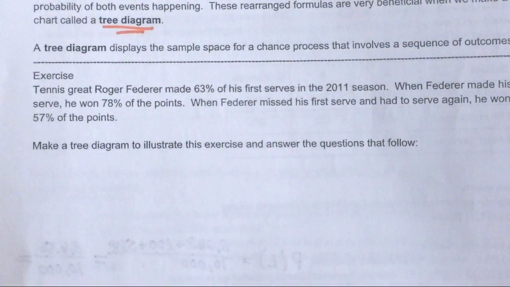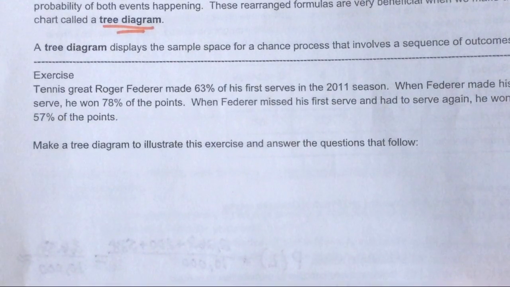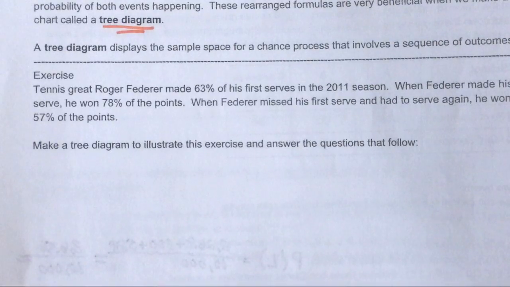Read the exercise, can you, please? Roger Federer made 63% of his first serves in the 2011 season. When Federer made his first serve, he won 78% of the points. When Federer missed his first serve, he had to serve again. He won only 57% of the points. Make a tree diagram to illustrate this exercise and answer the questions that follow.